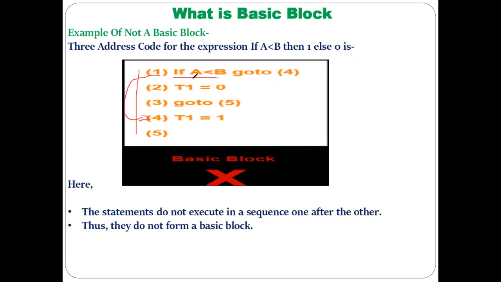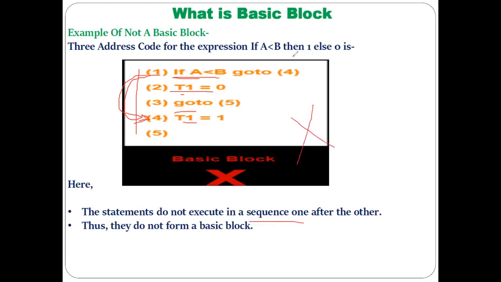Understood? So what is the basic block saying? After this instruction, the next must get executed. After this must get executed. But here if A is less than B is true, then control is directly jumping to instruction number 4. Understood? So the execution will not happen in sequence, one after another. That is the reason we cannot call this sequence of statements a basic block.